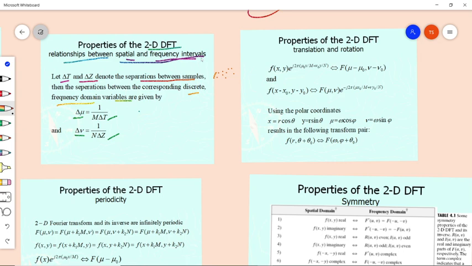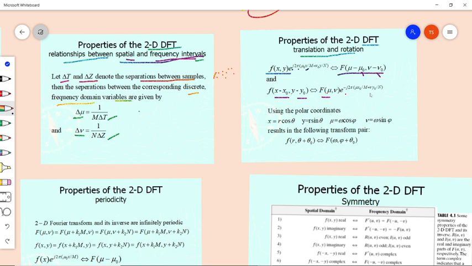Then coming to the translation and rotation property of the 2D DFT. The translation and rotation property is: f of x comma y times e power j 2 pi (mu naught x by m plus v naught y by n) is equivalent to F of mu minus mu naught comma v minus v naught. Here m and n are the size of the image, x is the discrete variable, and j is the imaginary unit. Mu naught and v naught are the initial points. And f of x minus x naught comma y minus y naught is equivalent to F of mu comma v times e power minus j 2 pi (mu x naught by m plus v y naught by n).